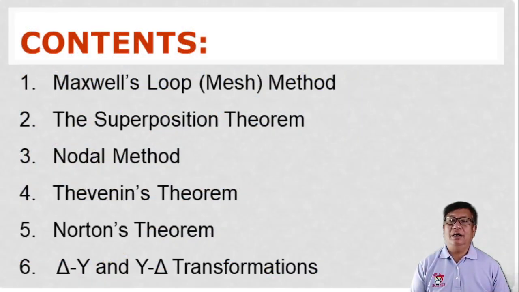Okay, this is the contents of our Chapter 8. So we have Maxwell's loop or mesh method, the Superposition Theorem, the Nodal Method, Thevenin's Theorem, Norton's Theorem, and delta to Y or Y to delta. Actually, this chapter will discuss how you are going to simplify our circuits and our equations so that we will be able to determine the parameters being asked in the problem, in a simple or basic circuit analysis. In other words, this chapter will discuss solutions to different circuit analyses. So these six topics will help us to simplify or to give solutions to any electrical circuit problem.